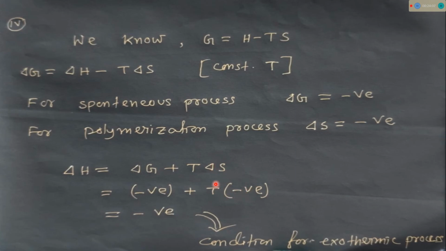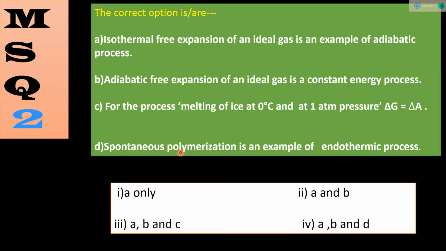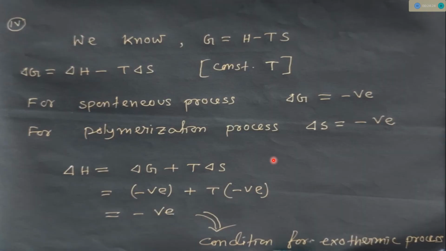तो टेम्परेचर पॉजिटिव कंसीडर करना होगा इस केस में. So see the statement again: spontaneous polymerization is an example of endothermic process. So polymerization reaction में टेम्परेचर जो होता है वो पॉजिटिव होता है, no negative temperature. Polymerization रिएक्शन के केस में हम लोगों को रूम टेम्परेचर, more than room temperature में रिएक्शन करना पड़ता है. So T is positive.